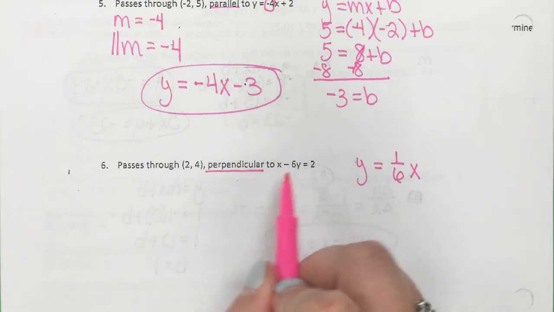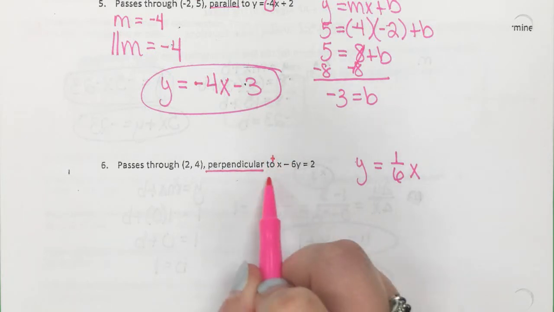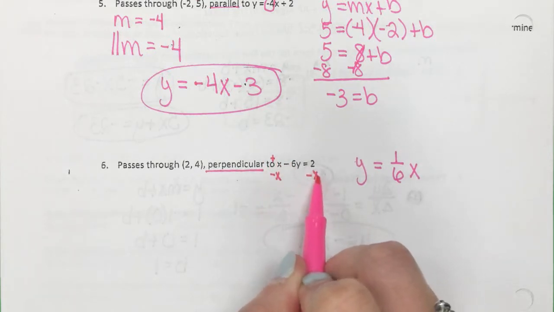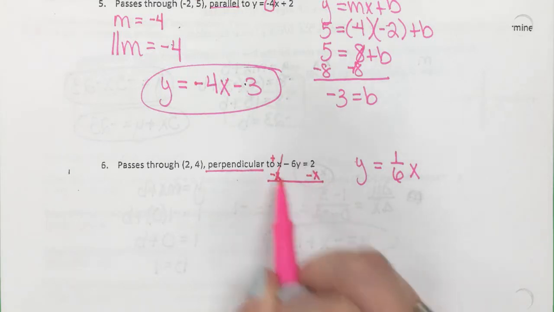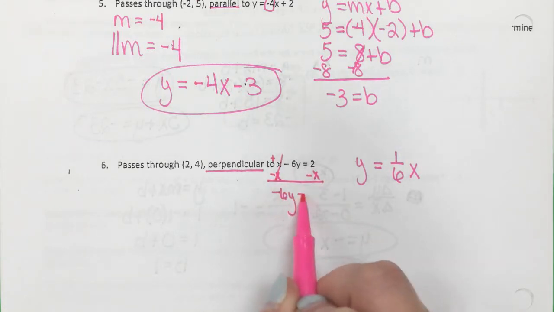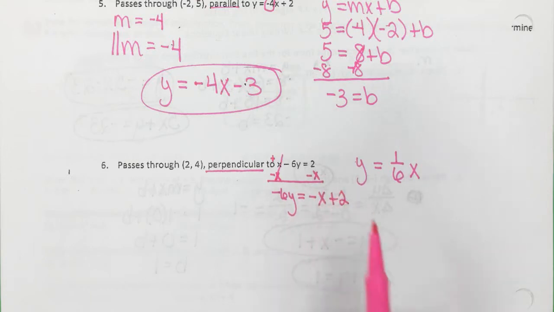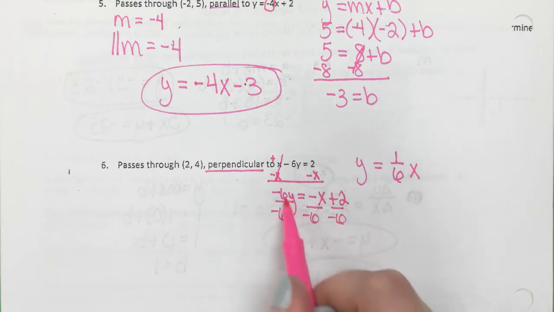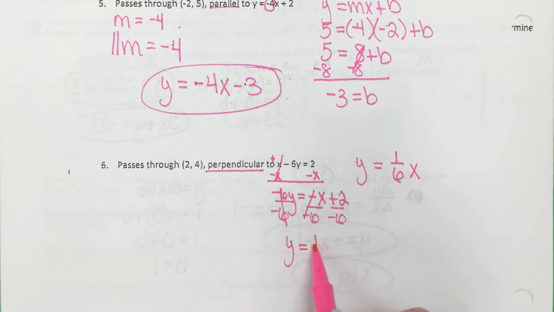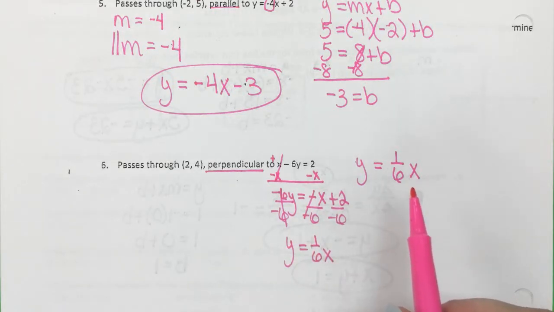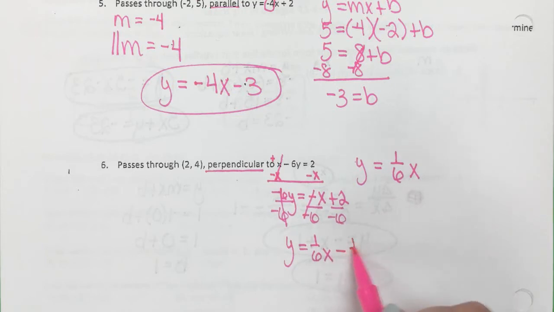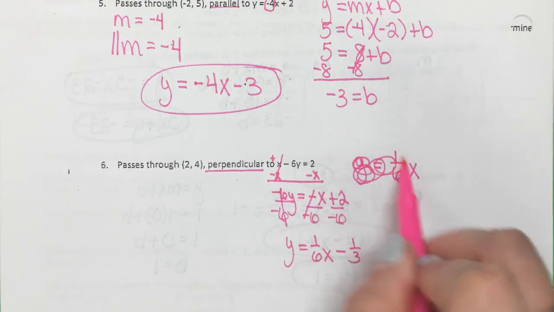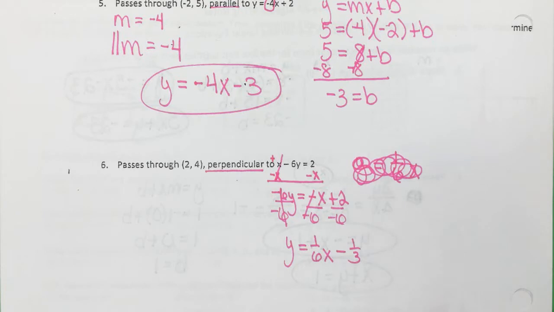No, you solve this for y. This is a positive x. You're going to subtract x. Which is negative 6y equals negative x plus 2. Divide by negative 6. Two negatives make a positive. 1/6 right there. I asked you, what did you get when you solved for y? And then minus 1/3.